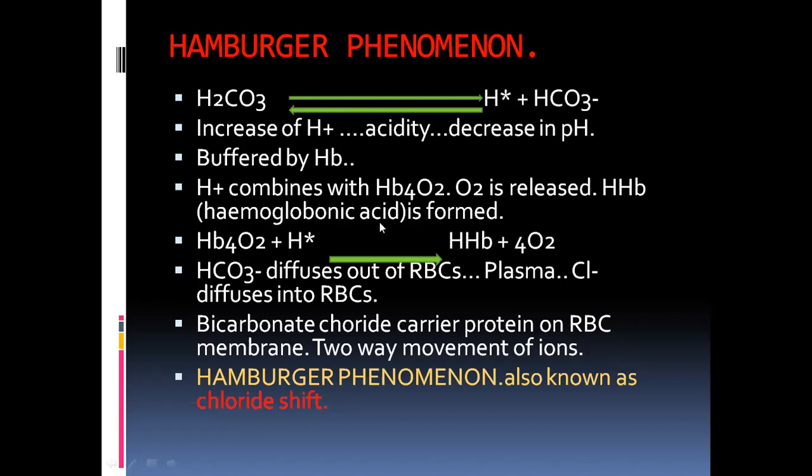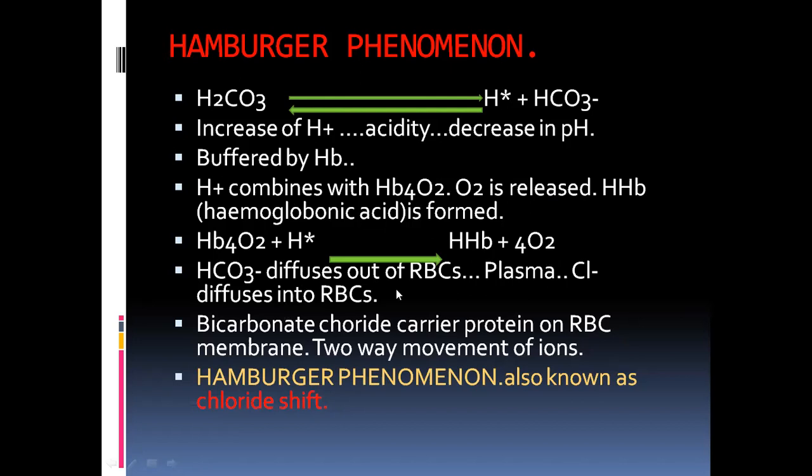And all this is taking place at the tissue level. Hemoglobin is already bringing oxygen from the lungs. Hydrogen combines with the hemoglobin of the oxyhemoglobin. It releases the oxygen and forms hemoglobinic acid. Hemoglobinic acid is not going to give the acidic effect. So, we can say that hemoglobinic acid is neutralizing the effect of hydrogen. Oxyhemoglobin plus hydrogen gives us hemoglobinic acid and releases the oxygen.